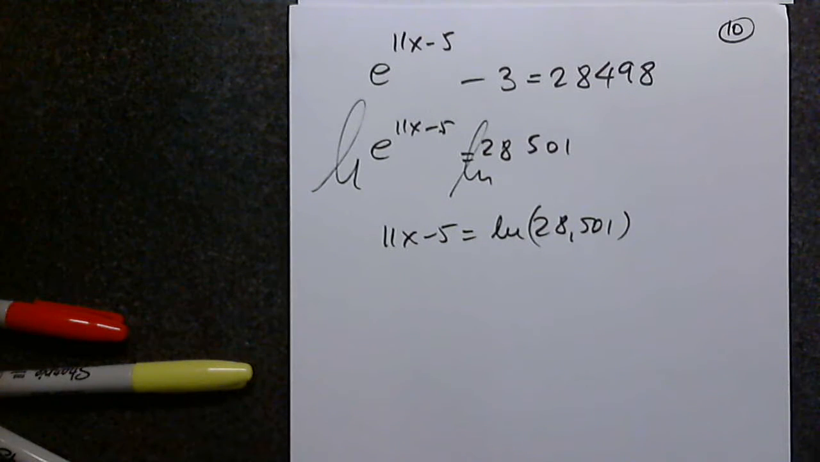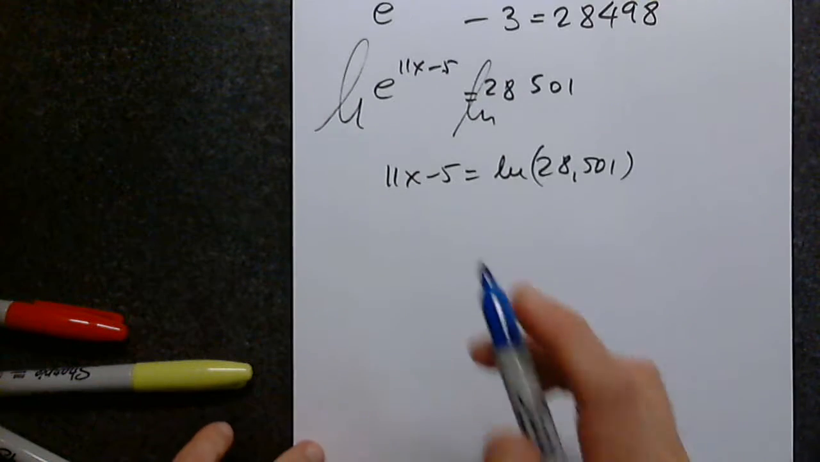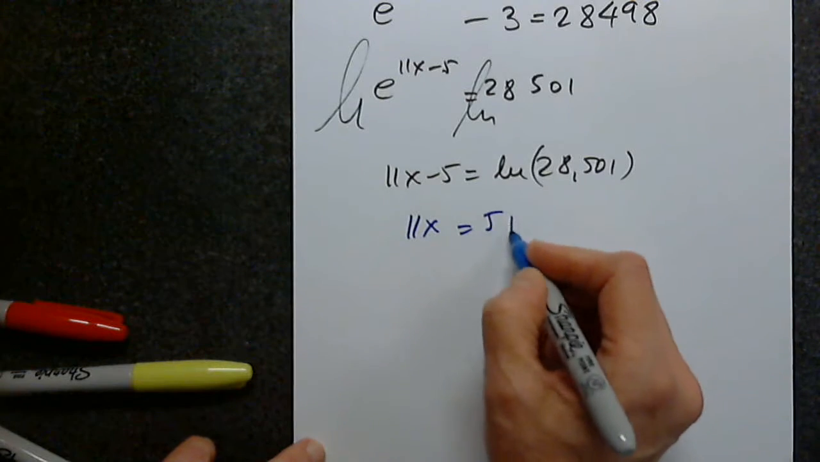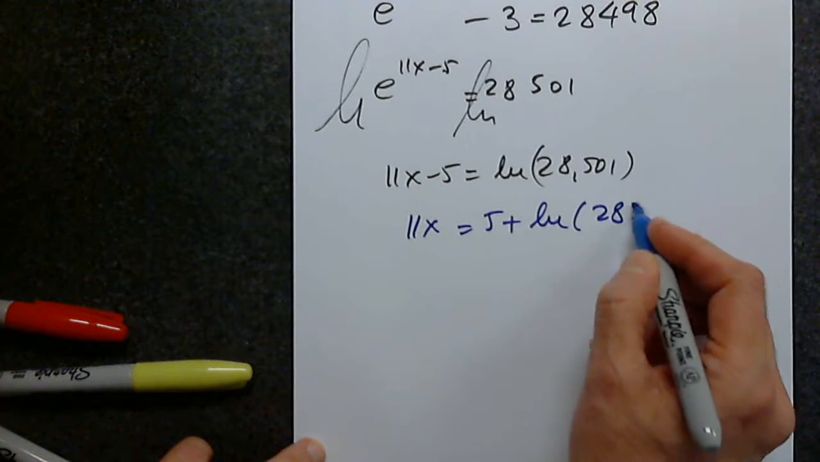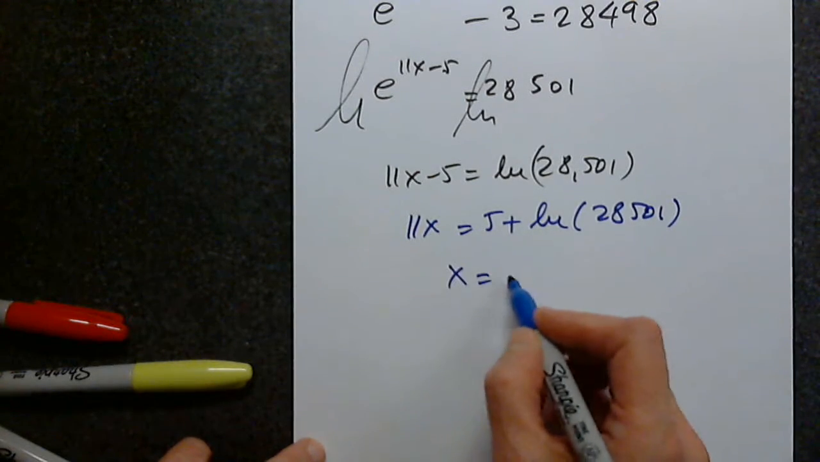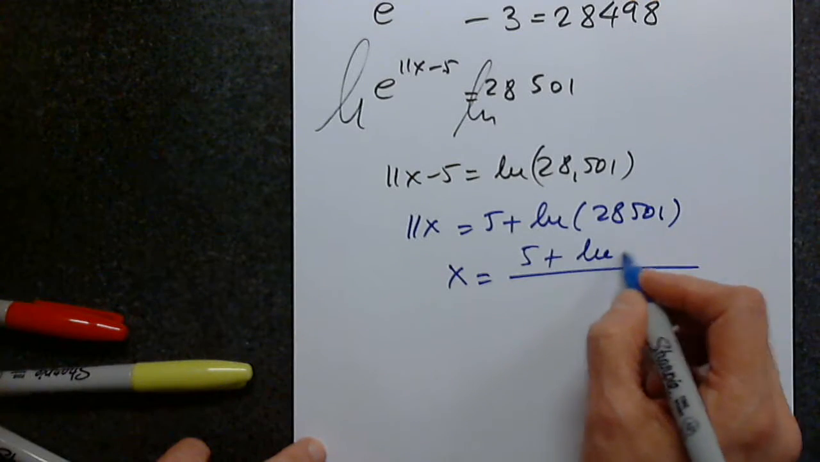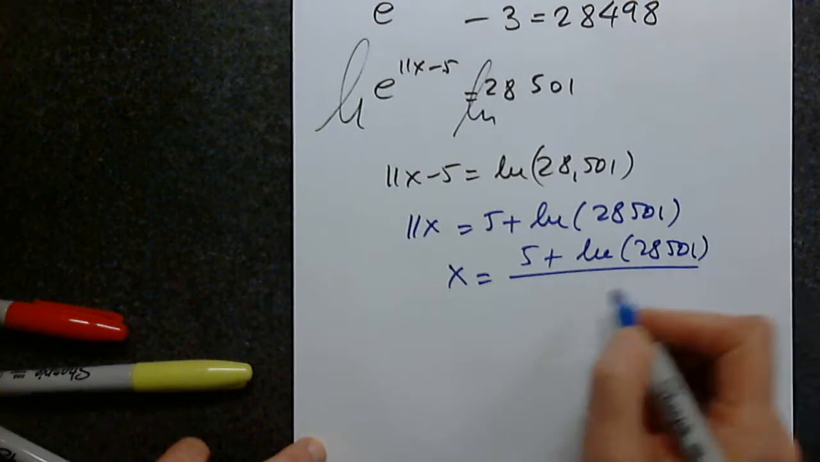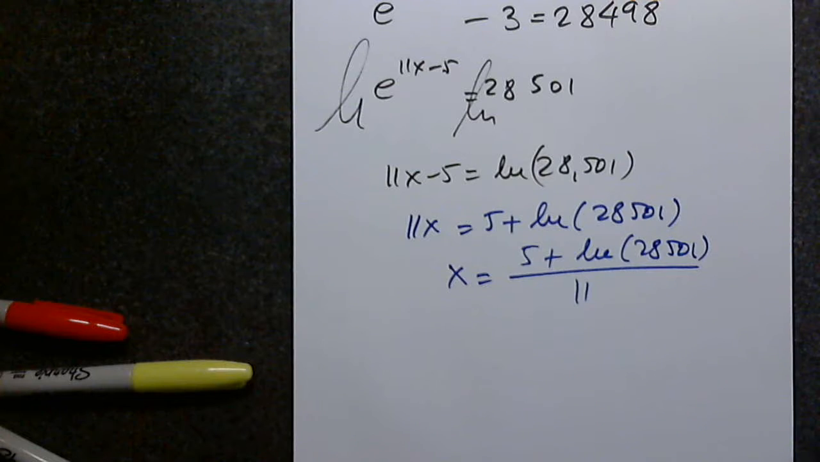Do not get too impressed by the right-hand number. It's just a number. This is linear. I have to add 5 and divide by 11. So then 11x equals 5 plus natural log 28,501, and x equals 5 plus natural log 28,501 over 11. And this is the exact answer. If you want to check, you can.